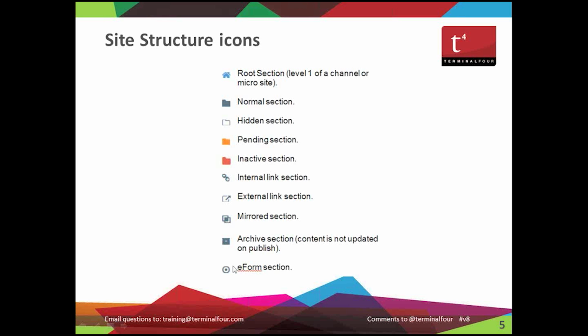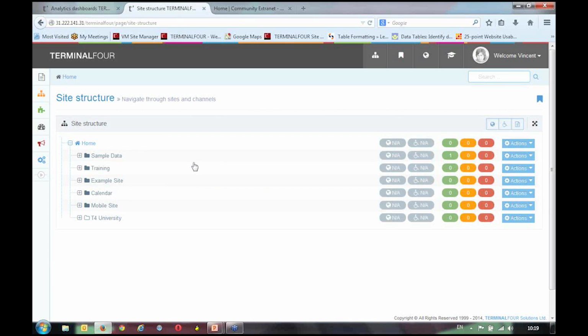And then a new icon is this icon here, which will help you to easily identify any sections that have been marked as e-form sections, and they get this radio button icon in there, and that's just to represent that it's an e-form section. In other words, the section that receives data from any e-forms or XML forms that you may be using. So that's just a brief overview of our site structure icons.